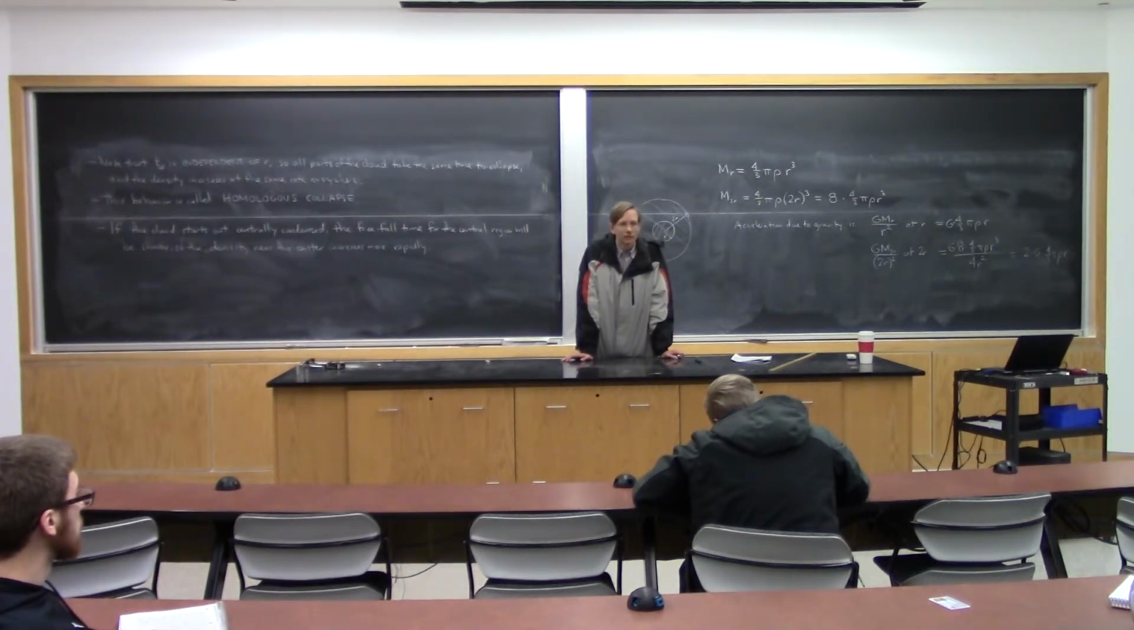So points twice as far from the center are always moving twice as fast, so they get to the center in the same amount of time. Does that make sense? That's what it comes down to with the homologous collapse.